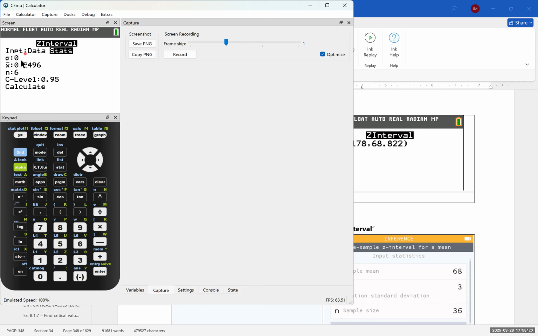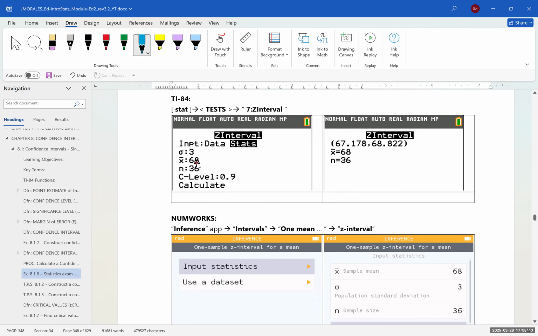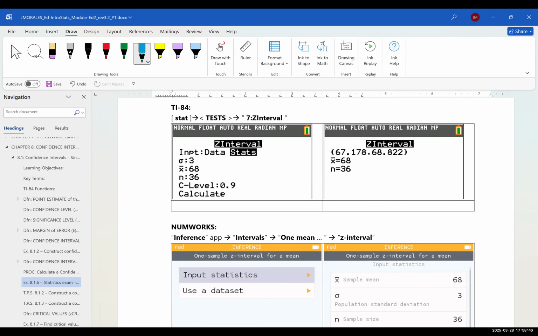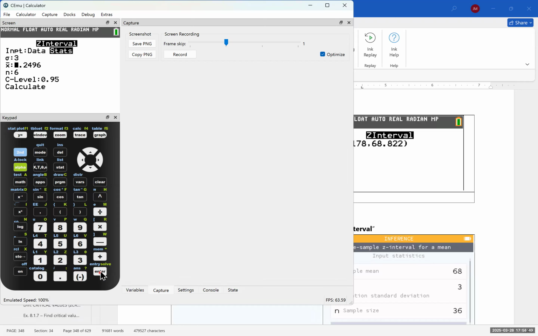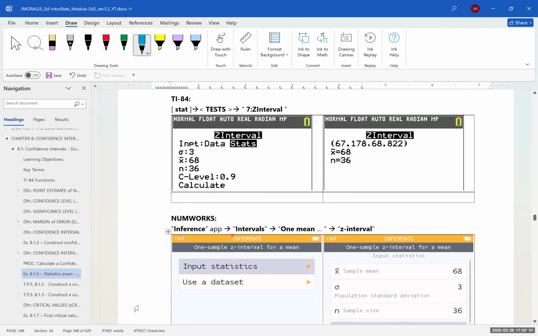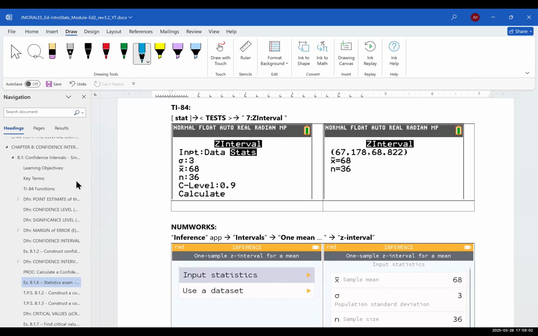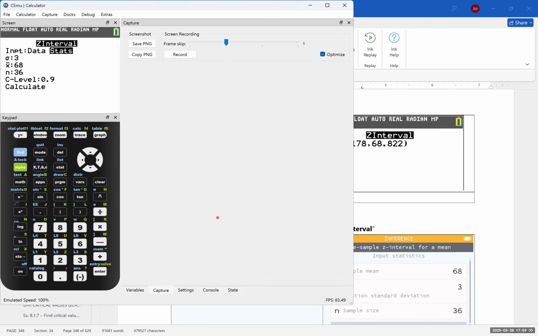Now this is where it's asking us for a standard deviation of the population, a point estimate, sample size, and a confidence level. So from the last problem, we put in 3, 68, and 36, with a confidence level, I think it was 90%. Yeah, 0.9. We can hit calculate, which I'll do here in a minute.